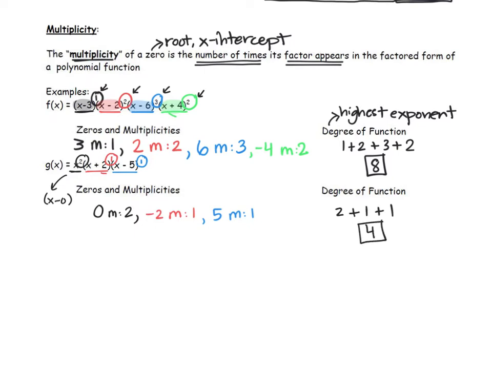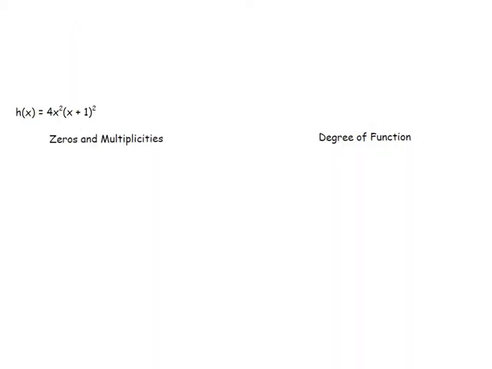I have one more example. I'm not going to do it for this video, but you might want to pause the video and try this example on your own to see if you can figure out the zeros and their multiplicities, and also the degree of that function.